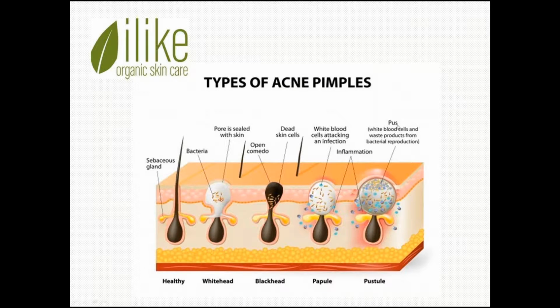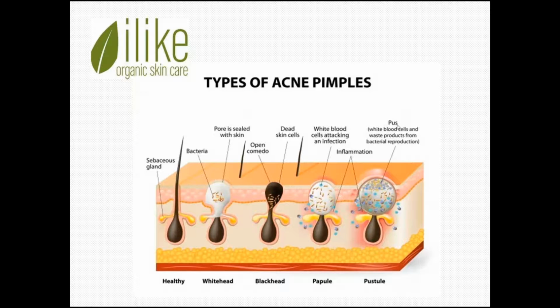Different types of acne pimples can occur. You'll see there the healthy pore on the far left side of the screen. A whitehead occurs when bacteria clog the pore, but the pore is closed. It's sealed with the skin. That's what we call a closed comedone. A blackhead occurs in a similar situation as a whitehead, except there is no skin sealing the opening of the pore. It's what we call an open comedone. A papule occurs when the bacteria in the follicle becomes inflamed, and white blood cells come to attack the infection.